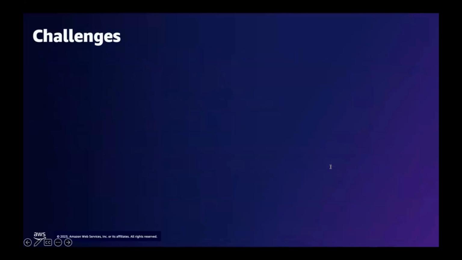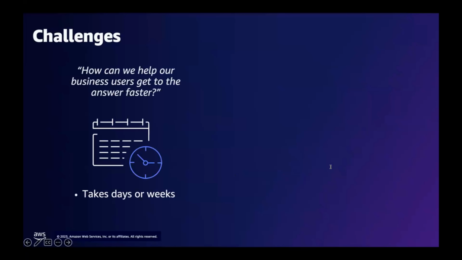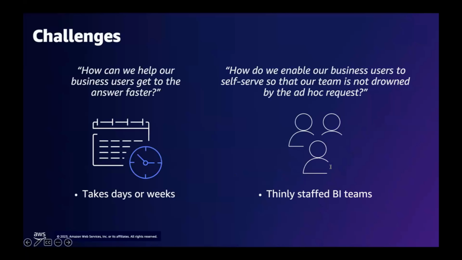There are two recurring themes we constantly hear from our customers. The first one is, how can we help our users get to the answer faster? Let's face it, it's a problem today, and it can take days or weeks for business users to get the answer they are looking for. The second problem customers want us to help them solve is that they want to enable their business users to be more self-sufficient and capable of self-serving their questions, so that the usually thinly staffed BI teams don't drown in growing volumes of ad hoc queries.